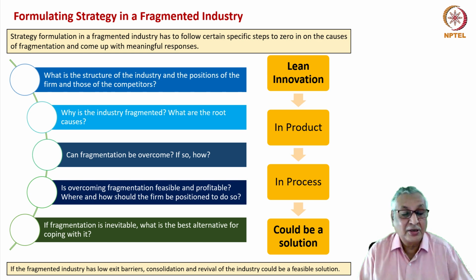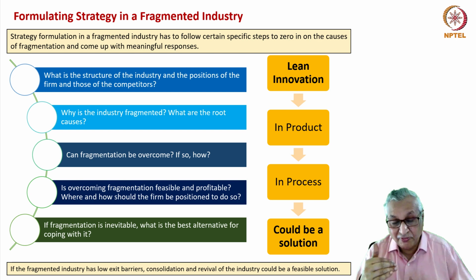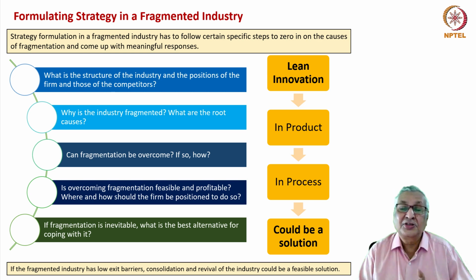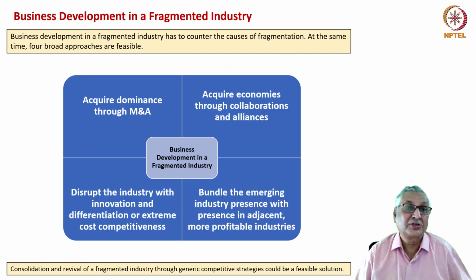If the fragmented industry has low exit barriers, consolidation and revival of the industry could be a feasible solution. But if you are going to stay in the business, lean innovation could be the mantra. Lean innovation in product and in process could provide cost leadership with a modicum of differentiation for you to be able to survive and probably even grow in the fragmented industry.